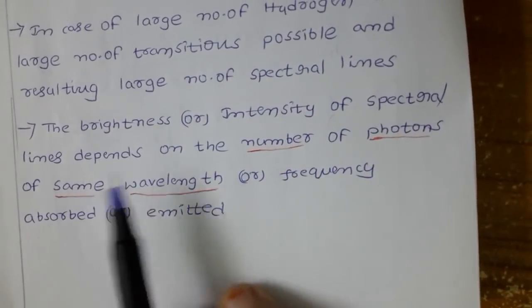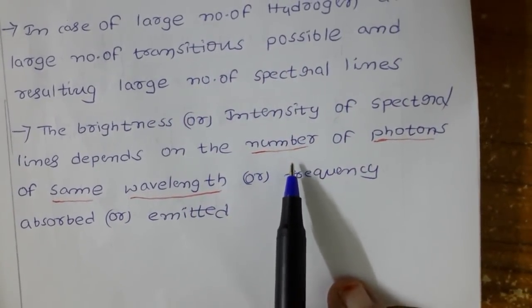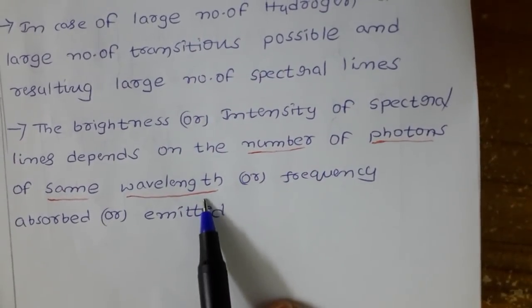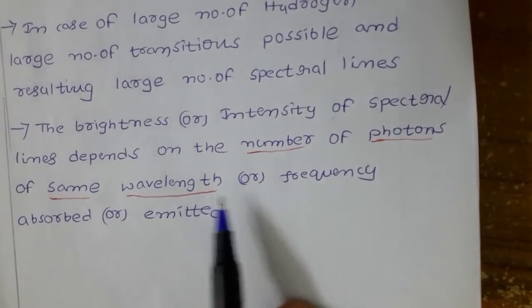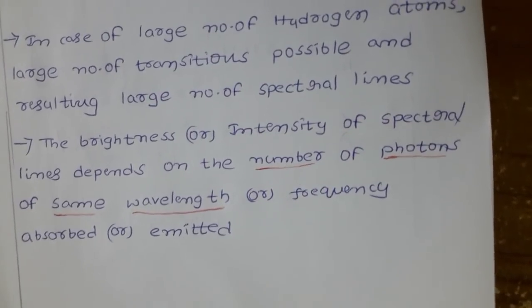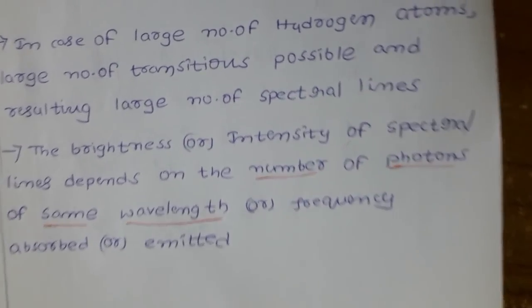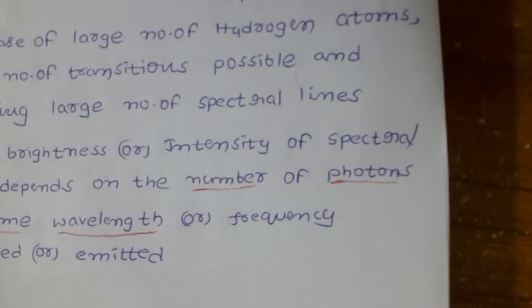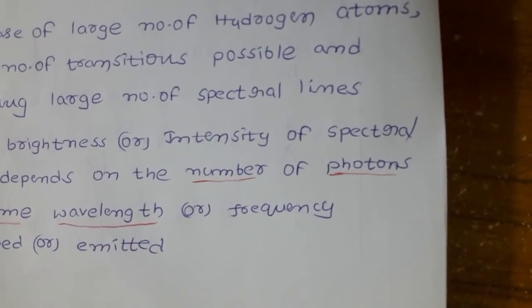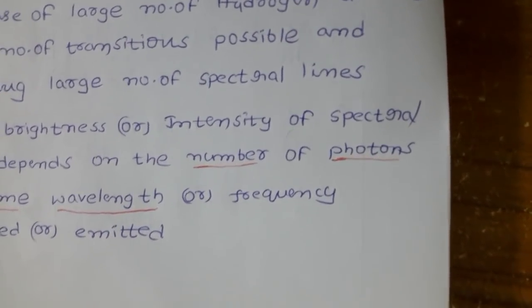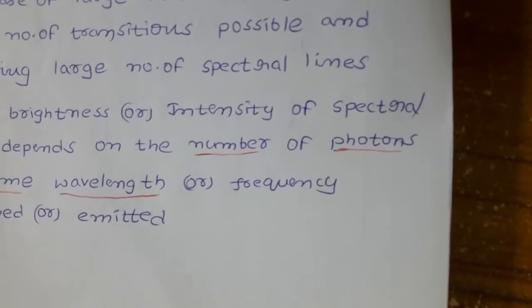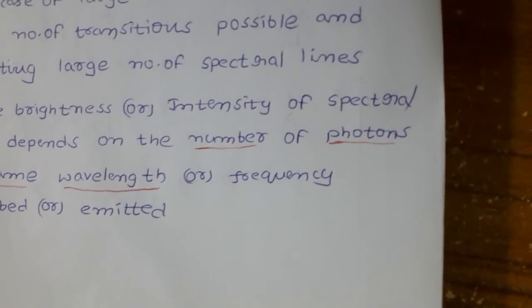So brightness or intensity depends on the number of photons of the same wavelength. We are not going to change the radiation or frequency, meaning you use only one radiation, for example IR or UV. But you change the number of photons if you want to increase or change the intensity. That is the meaning of that point.